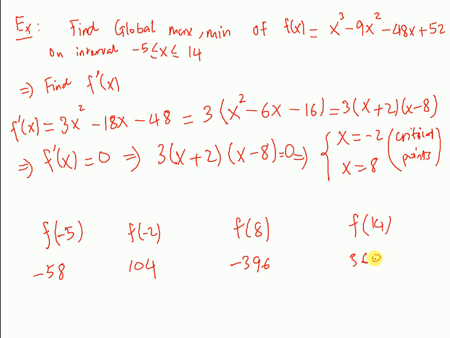Okay. So once we have all the values, we can see which one is the global max and which one is the global min. The global max, of course, is the highest value, and the global min, of course, is the lowest value. So out of the 4 values here, 360 is the highest, so we have the global max here, and this one is the global min.